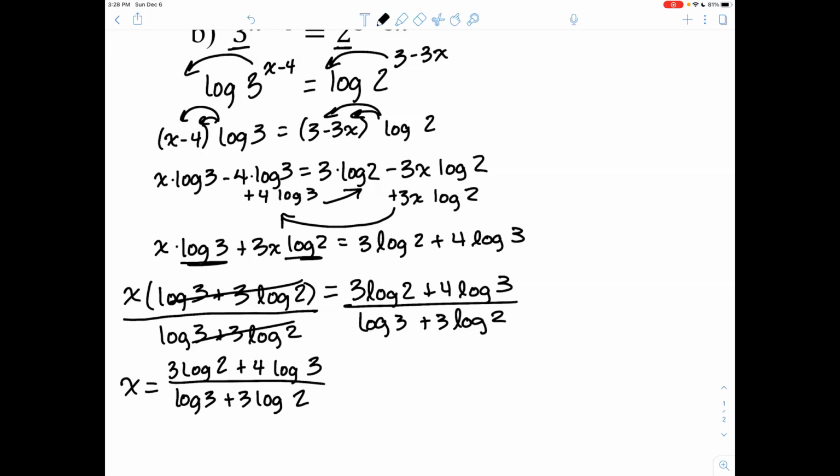You want to combine those logs, so you have a log in the top and a log in the bottom, but you got those numbers there. So you've got to power those numbers up. So let's push them up. So we get log of 2 cubed plus the log of 3 to the 4th over the log of 3 plus the log of 2 cubed. And no, you cannot cross simplify that.